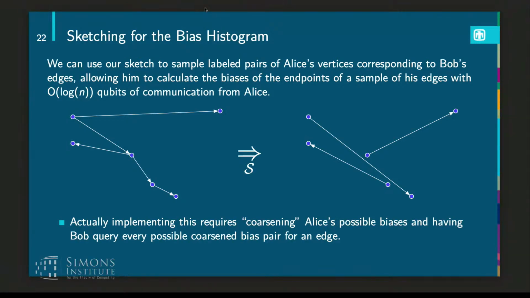I should say that actually implementing this requires a bit of extra work, because you have to coarsen Alice's possible biases, because our sketch doesn't actually let you say, oh, I want to sample a vertex V and then tell me its label. You actually have to name its label when you sample it. But as long as you only need a limited resolution of Alice's biases, this is not that big a problem. The bigger problem is that, in general, Bob doesn't have a matching. So what can we do if Bob does not have a matching?